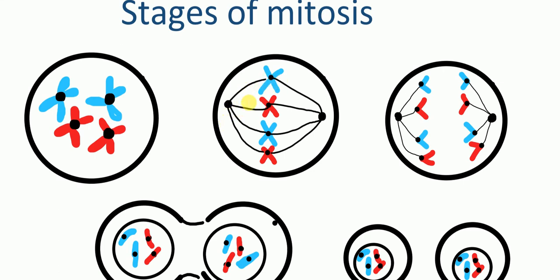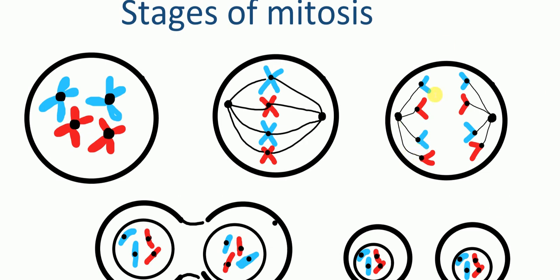Okay, so in metaphase the chromosomes align at the equator. This stage is the easiest to identify under a microscope. All you just need to see is the chromosomes have to be at the equator of the cell. Once you identify that, you can easily say this is metaphase of mitosis.